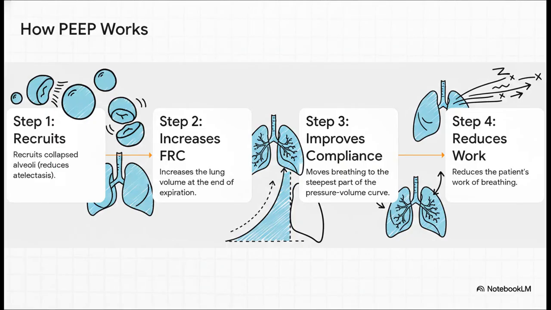So how does PEEP work its magic? Well, first, it acts like a little pressure splint, popping open alveoli that have collapsed. Second, by doing that, it increases the FRC, bringing that lung volume back up toward normal. And third, this is the really cool part, it moves the patient onto the steepest, most efficient part of their pressure volume curve. The bottom line, every breath is more effective, oxygenation improves, and the work of breathing goes down.